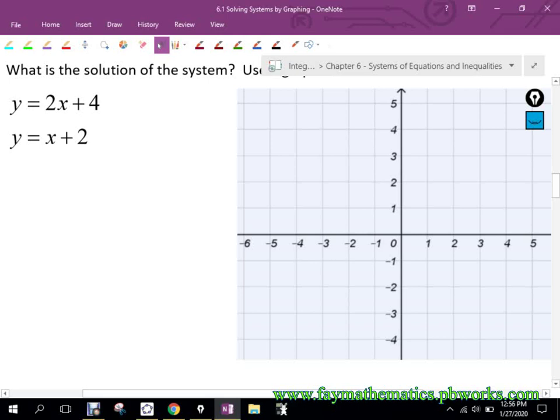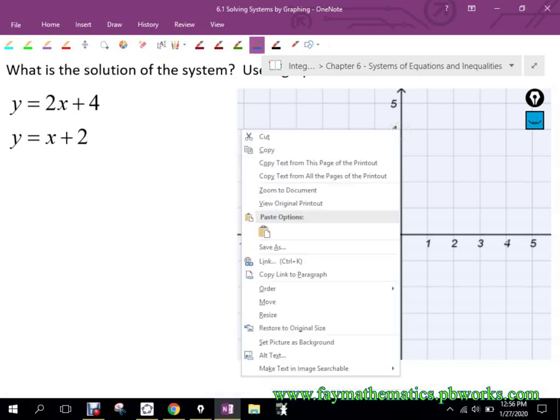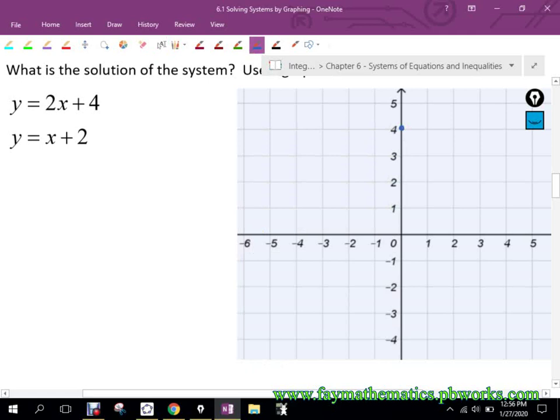All right, so that first one, what's my y-intercept? 4. And then where am I going to go from there? Up 2, over 1. Now, when I go up 2 over 1, because of the graph I gave you, is that a problem? So where should I go? Down 2, over 1, which way? To the left. So down 2, left 1.